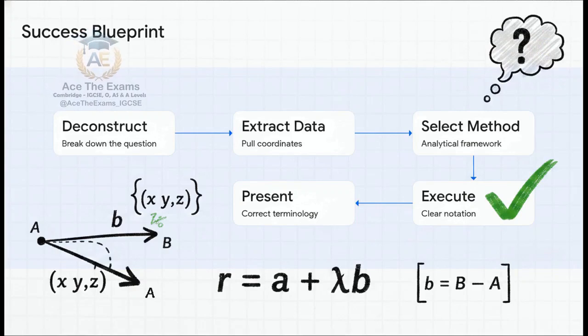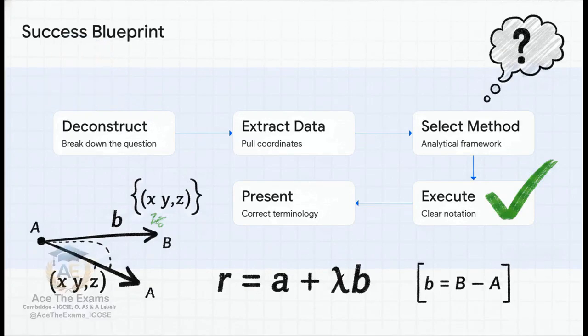Step 1. Deconstruct the question. When the paper asks for the vector equation of a line passing through points A and B, we break that down. We know we need a starting point, and we know we need a direction. Step 2. Extract relevant data. We pull the coordinates for A and B completely out of the word problem. Let's use A as our position vector, our lowercase a. Step 3. Select the analytical framework. We state clearly on the paper, r = a + λb. Let the examiner know what tool you are using.